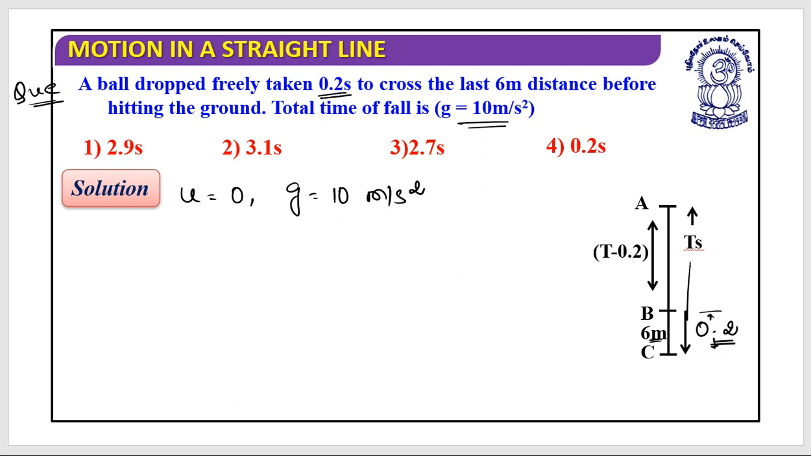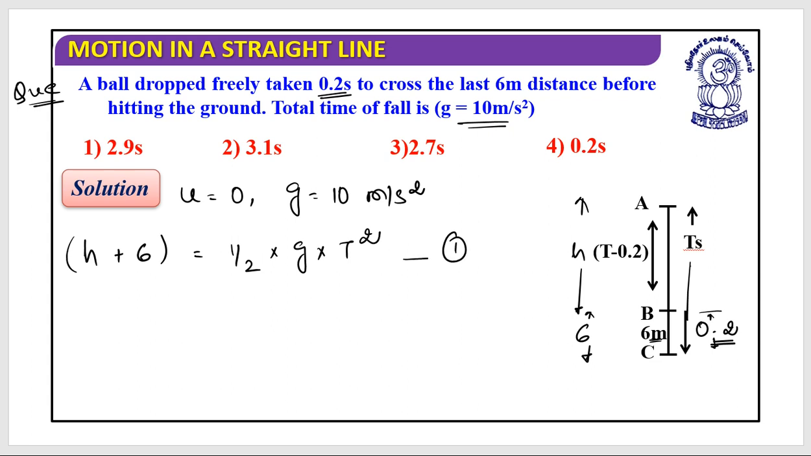Let's say this is h, and if I talk about the whole journey, it's h plus 6. So I can write h plus 6 is equal to half into g into t square. This is relation number 1. And one more relation, h is equal to half into g into (t minus 0.2) whole square. This is relation number 2. These are the two relations which can be used.